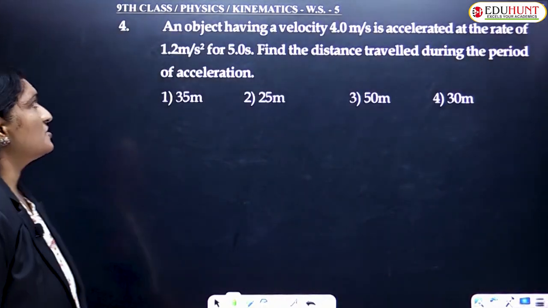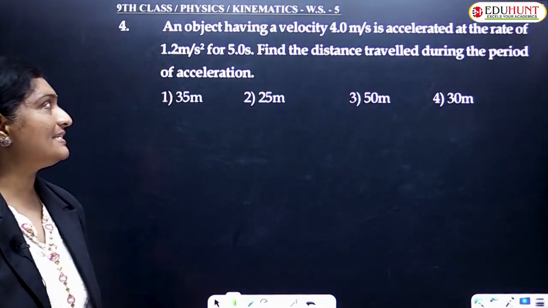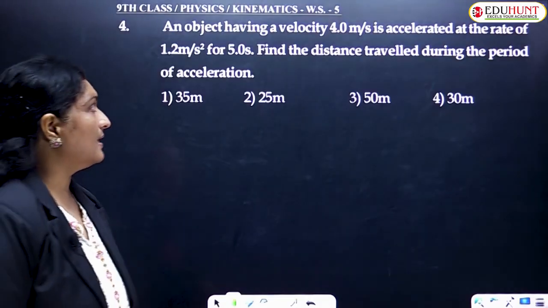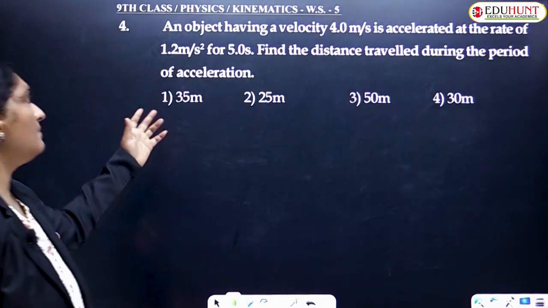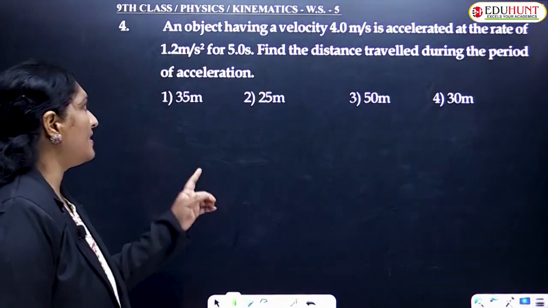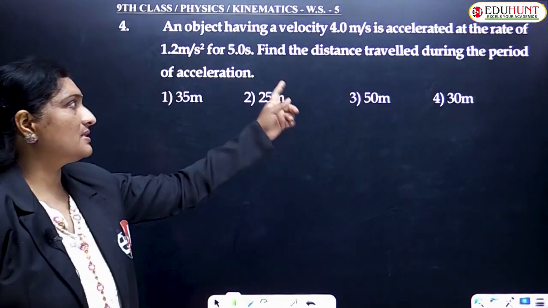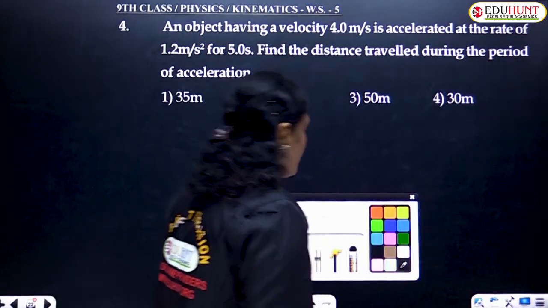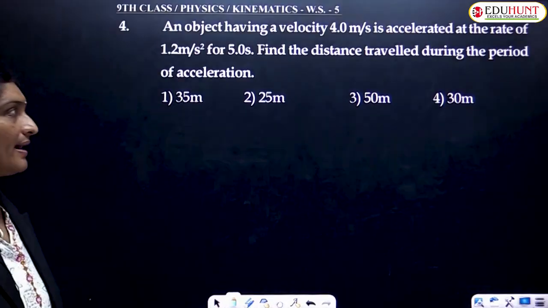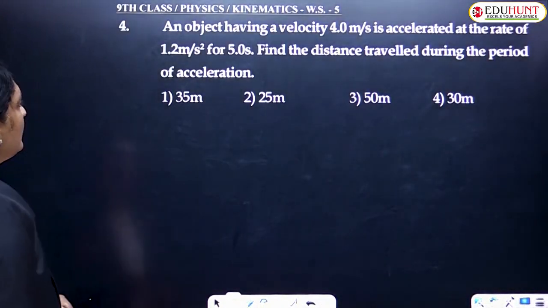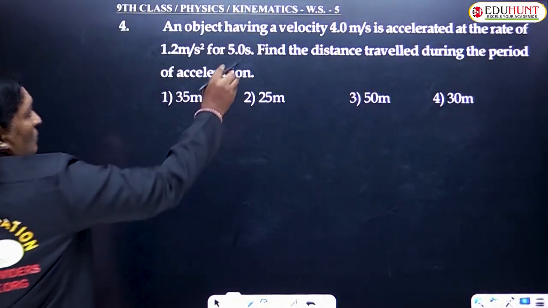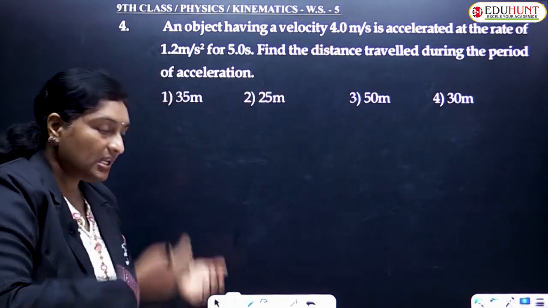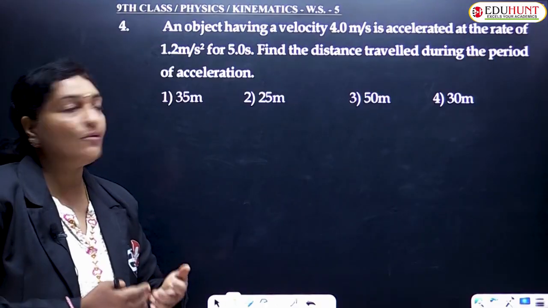So here goes the fourth question, children. An object having a velocity of 4 meter per second. How much velocity was given? 4 meter per second. Is accelerated at the rate of 1.2 meter per second square for 5 seconds. You are asked to find the distance traveled during this period of acceleration. So first of all, we shall write down the given data. What is the given data? Velocity is given: having a velocity. So initially it has some velocity, 4 meter per second.